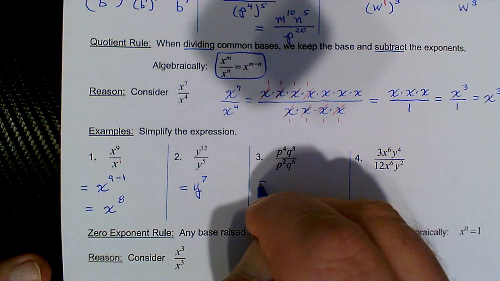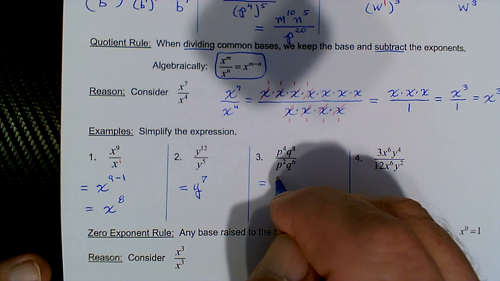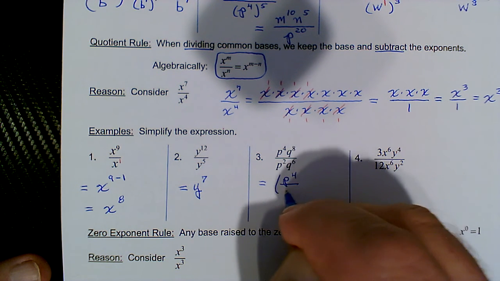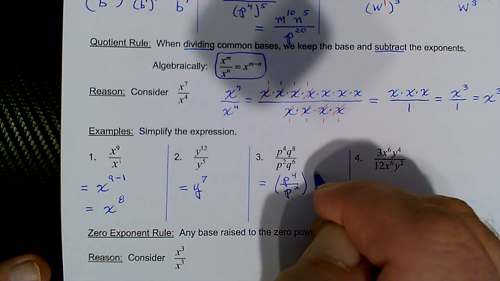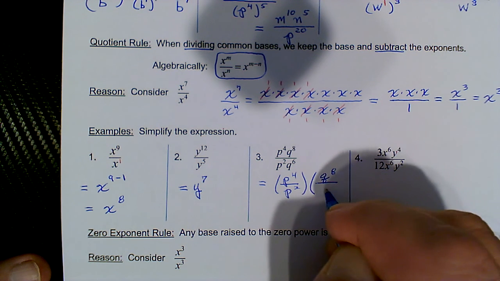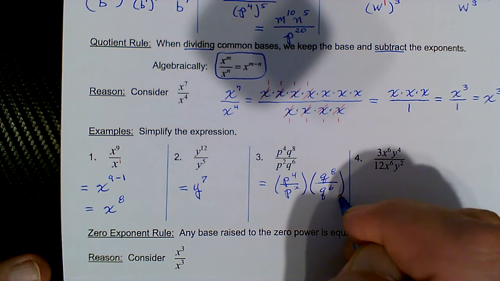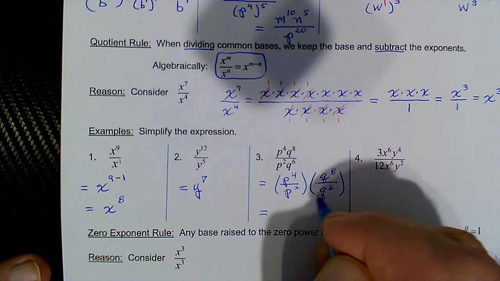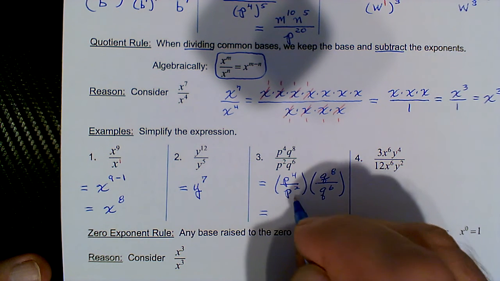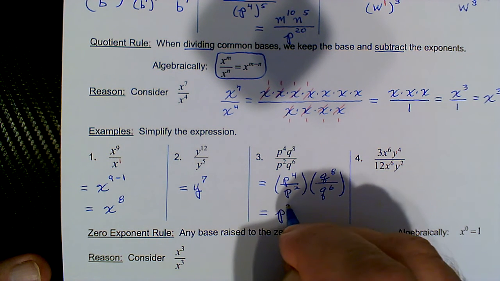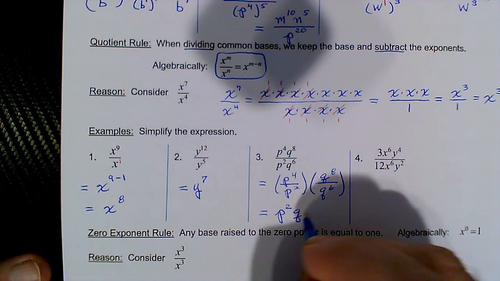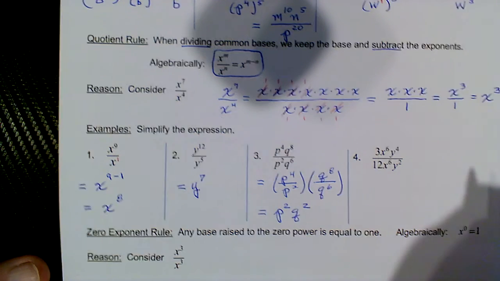Here we have extending the rule. You can group the p's together. P to the 4th over p squared. Group the q's together. Q to the 8th over q to the 6th. And then use the quotient rule on each one of those separately. And here we get p to the 4 minus 2 is 2. And q to the 8 minus 6 is also 2. So p squared, q squared.